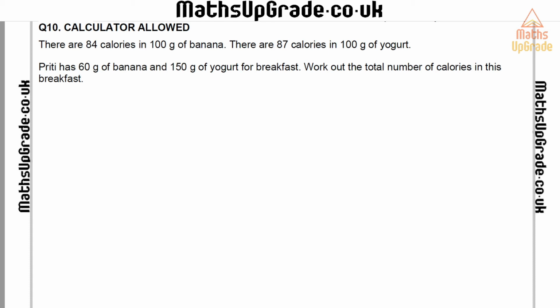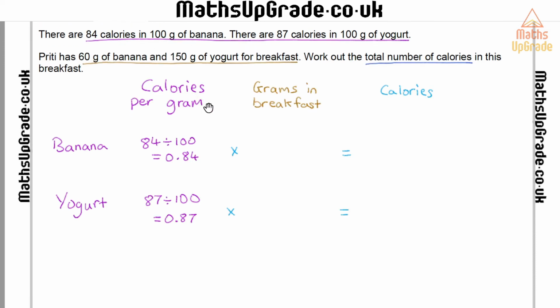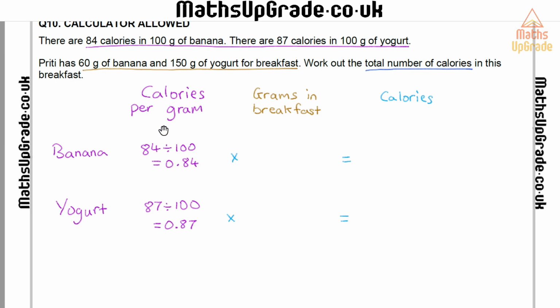So for this, I'm going to work out the calories per gram. I can work out the calories per gram by doing 84 divided by 100 and 87 divided by 100. So when I do that with a calculator, I'll get 0.84 and 0.87. So this is calories per gram. If I then multiply that by the number of grams in the breakfast for each of these ingredients, that tells me the number of calories for each of banana and yogurt.